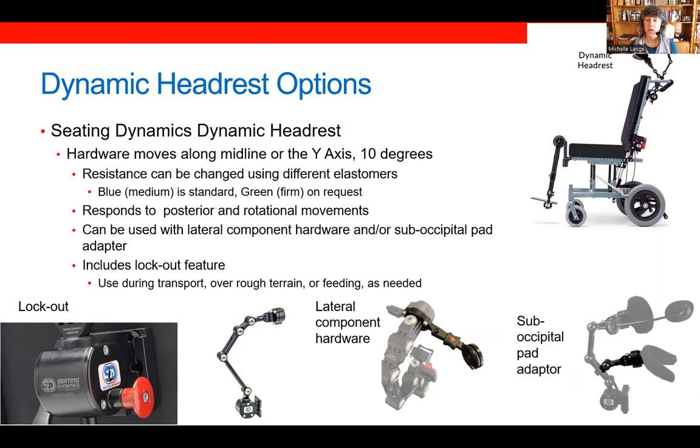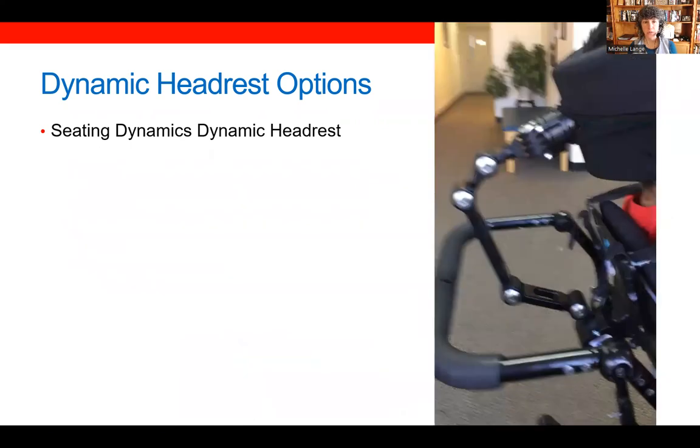More recently, this also includes a lockout feature that you can see pictured on the lower left. This allows the dynamic head support hardware to be locked out during transport or if you're moving over rough terrain, during feeding as needed. The rest of the time, you can leave this in an unlocked position.